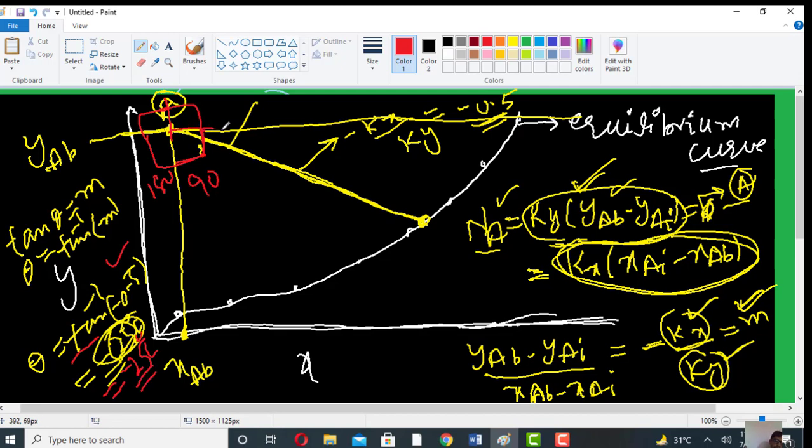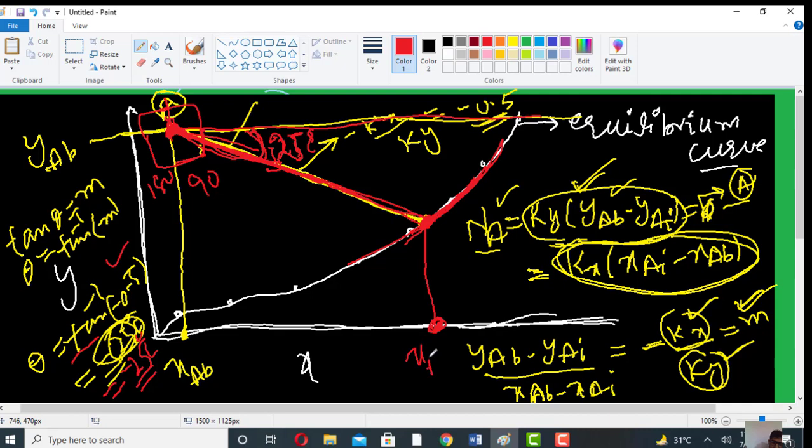So we will make a minus 25 degree angle at point A. So in step number 4, we will connect this point A with the minus 25 degree line. In the last step we will connect this minus 25 degree line with the equilibrium curve, and at last we will find the equilibrium concentration from this point.